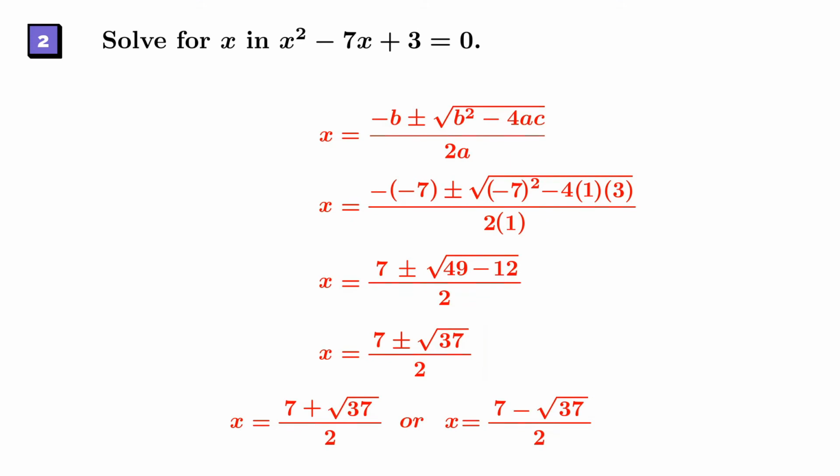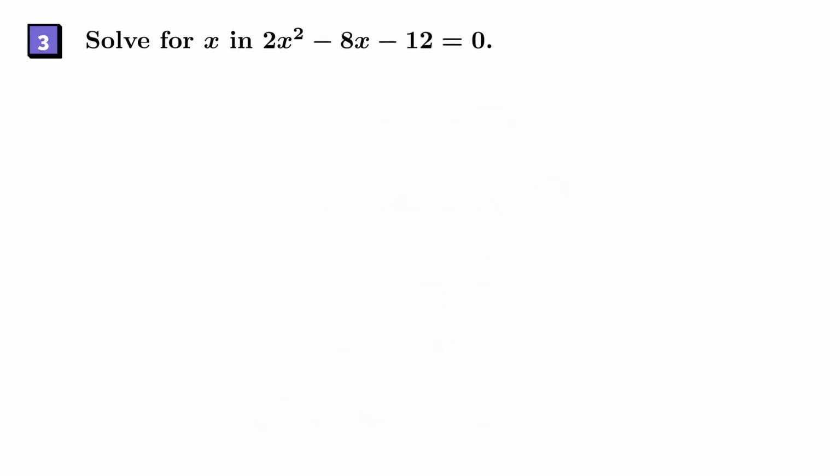Okay? Last example. Solve for x in 2x squared minus 8x minus 12 equals 0. So again, isulat mo ang quadratic formula, no? x equals negative b plus minus the square root of b squared minus 4ac all over 2a. Okay? Now, take note dun sa given.